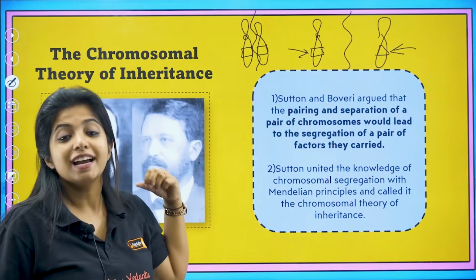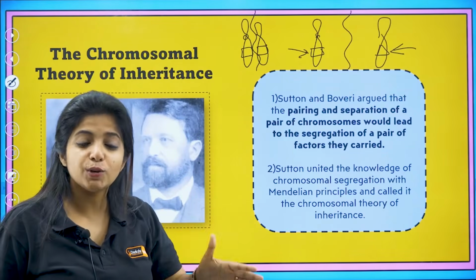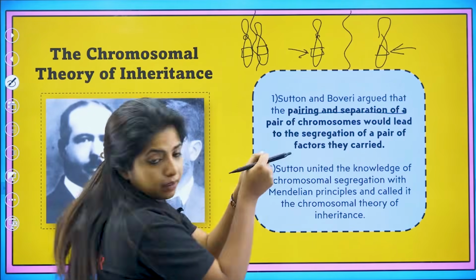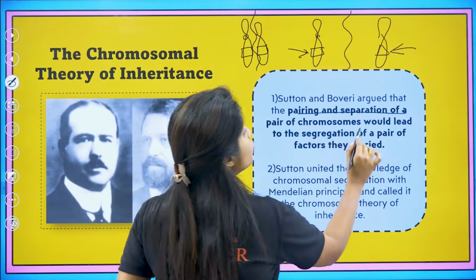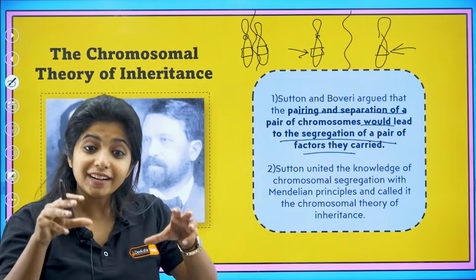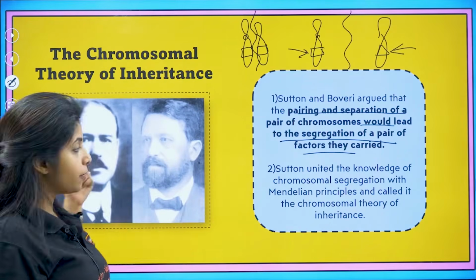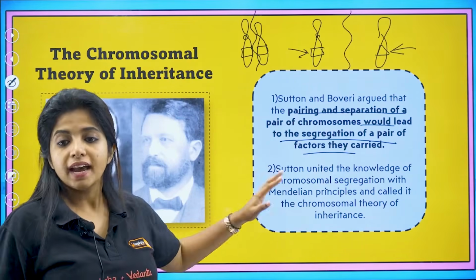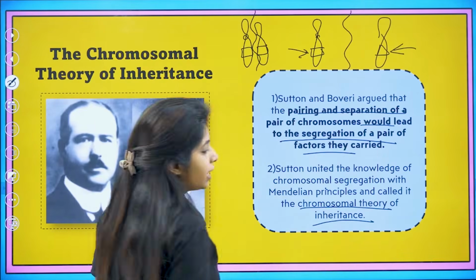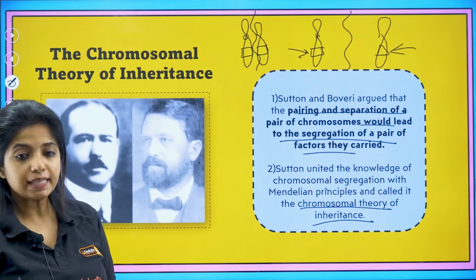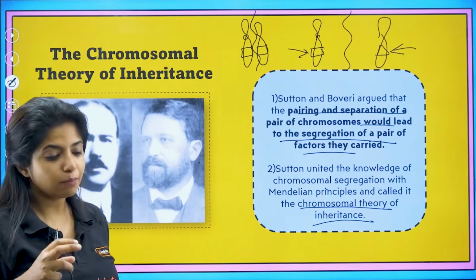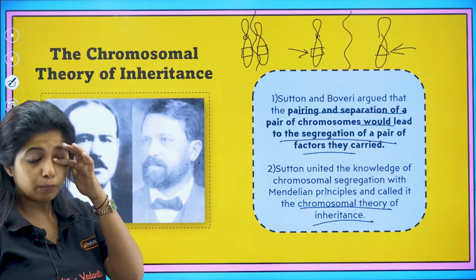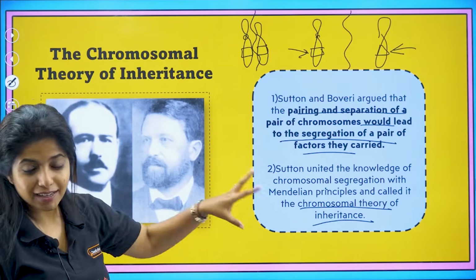Who are these people? Walter Sutton and Theodore Boveri in the year 1902. They said that pairing and separation of a pair of chromosomes would lead to the segregation of a pair of factors that they carried. Sutton united the knowledge of chromosomal segregation with Mendelian principles and called it the chromosomal theory of inheritance. Actually, it was put down by both, but in your NCERT, Sutton is mentioned predominantly.